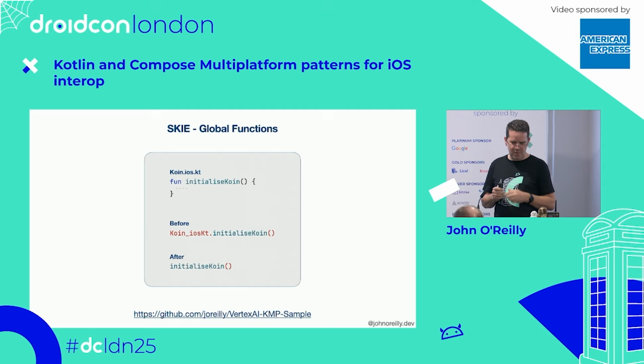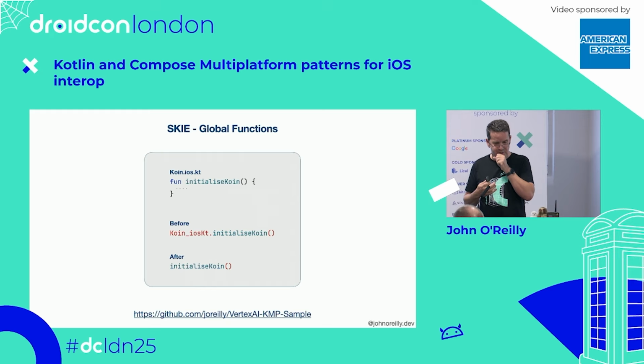Another small example is global functions. Without SKIE, we have to prefix the function in Swift with the Kotlin file name. SKIE removes the need for that.